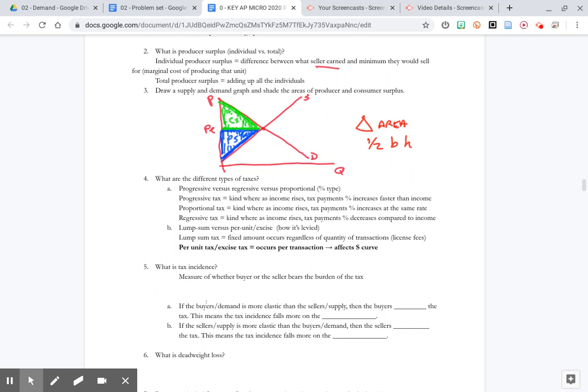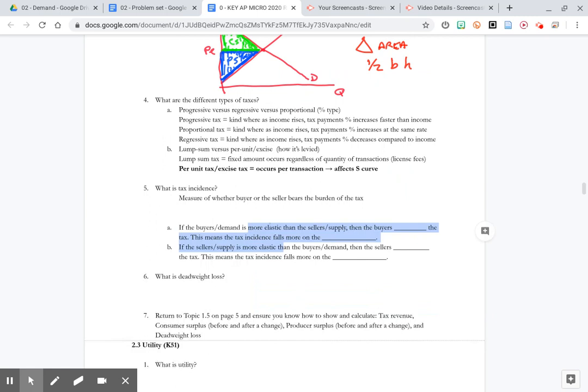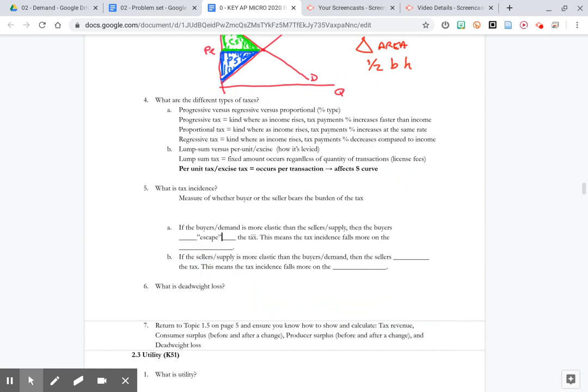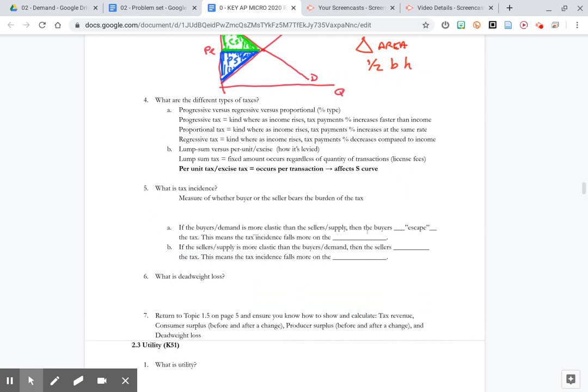The way that we can tell is by looking at the relative elasticities of the two. If the buyers, or the demand curve, is more elastic than the sellers, then the buyers, what we call, escape the tax. This simply means that the tax incidence primarily falls on the sellers. So whichever one is more elastic doesn't really have to pay it. If the sellers, or the supply curve, is more elastic, then the sellers escape paying the tax, and that means the tax incidence falls on the buyers.